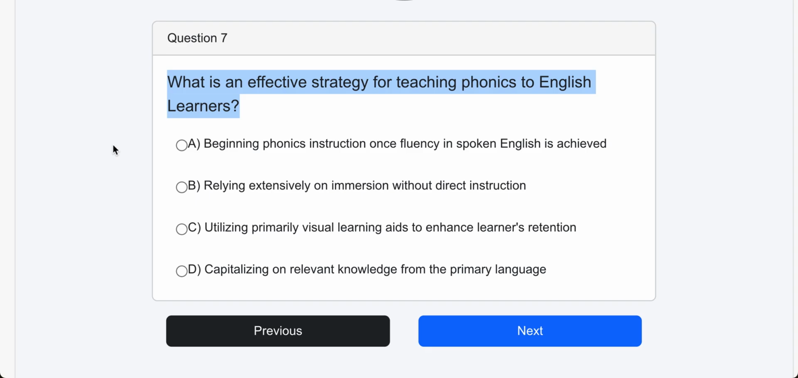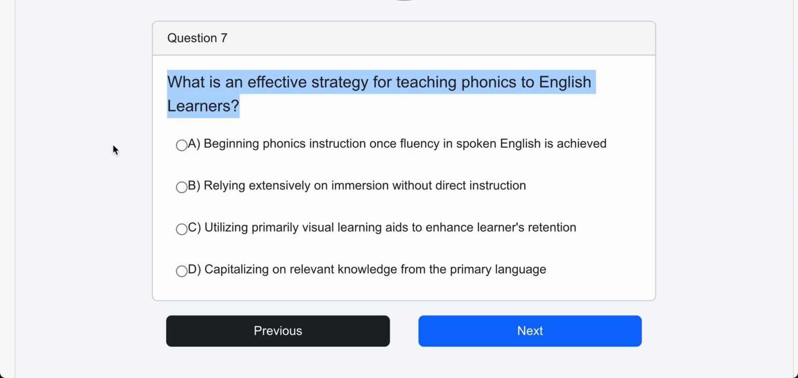Remember that effective phonics instruction for our ELLs, or our English language learners, involves capitalizing on transferable phonetic knowledge from their primary language to English. So if they're coming from a Spanish-speaking country, they move to America, and we can capitalize, we can take advantage of their Spanish background because so many words in Spanish and English are similar.